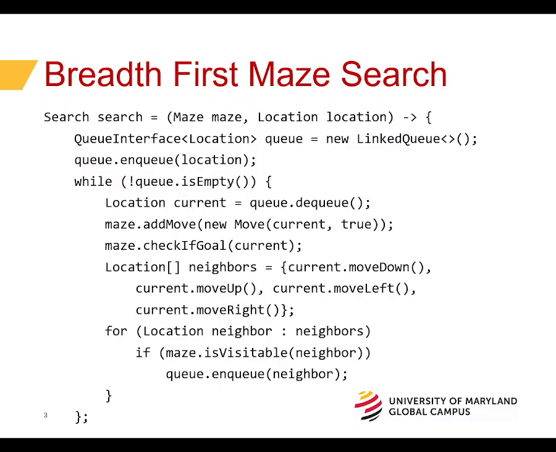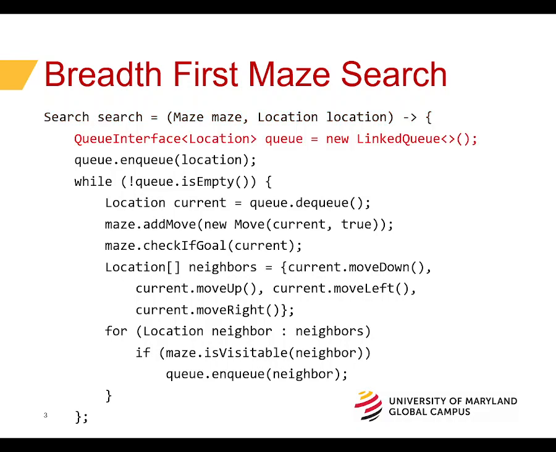The one aspect of this version that is of most interest is the search method that makes use of the first in, first out queue. Recall that Search with a capital S is a functional interface, and what we are defining here is a named lambda expression called search with a lowercase s. It is passed the maze to search and the starting location.